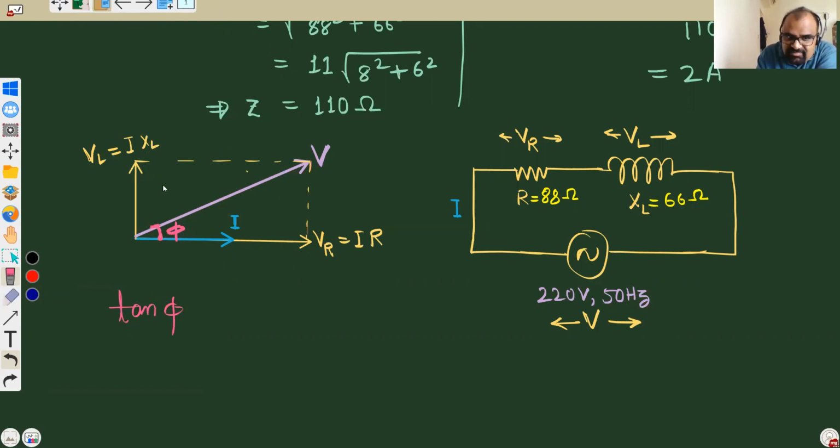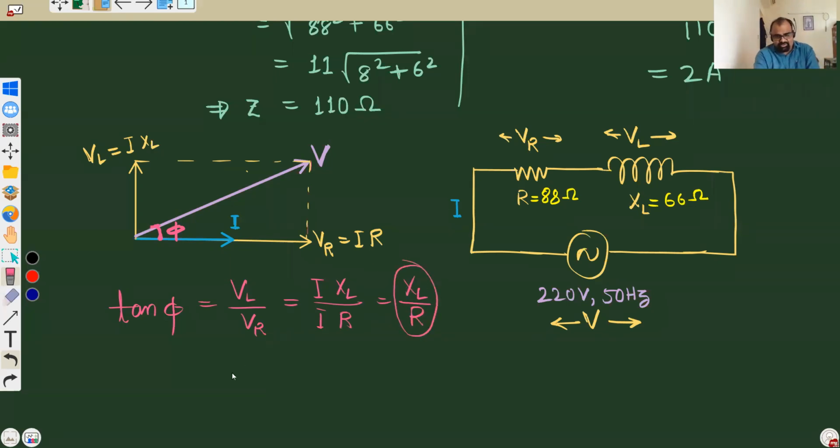Now this is nothing but VL. So VL by VR. Now VL can be written as I into XL, and VR can be written as I into R. I got cancelled out. So XL by R. In fact, you can memorize this as a formula. I think you already knew this, and there was no need of drawing these phasor diagrams. If it was an exam, I would have directly applied this formula and got the value of tan phi, or rather phi.